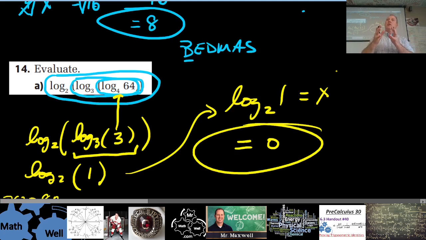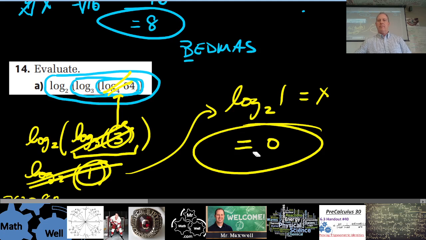So start on the innermost brackets and then work your way out as you solve. So this becomes a number, that's 3. Then this becomes a number, that's 1. And then this whole thing becomes a number, that's 0.